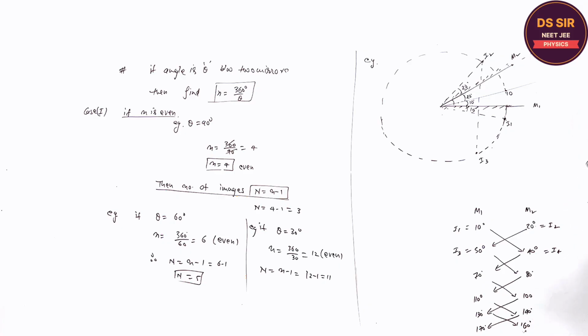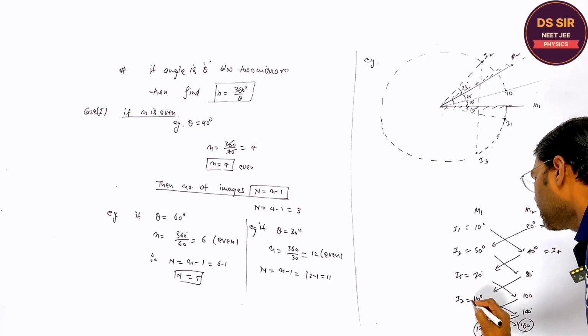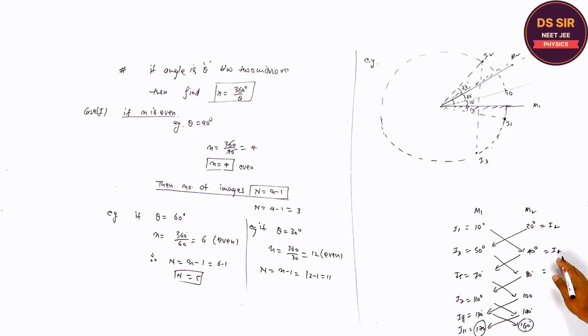Is it clear or not, you tell? The angle formed may not be greater than 180 degrees, right. And one more thing, if you consider this is the final image, this is the 160 degree and 170 degree. These images are I5, I7, I8, I9, and this is I11, and this is I4, I6, I8, I10, and I12. This is the 12th image.